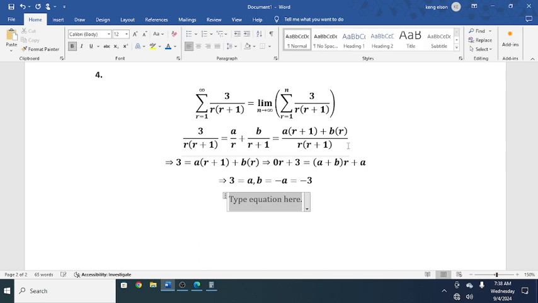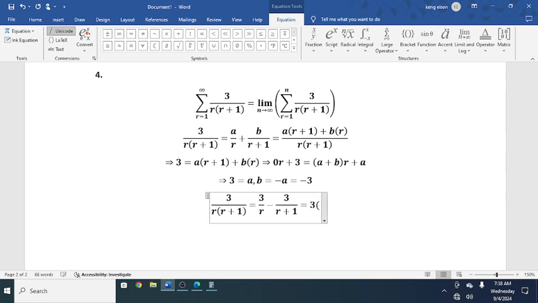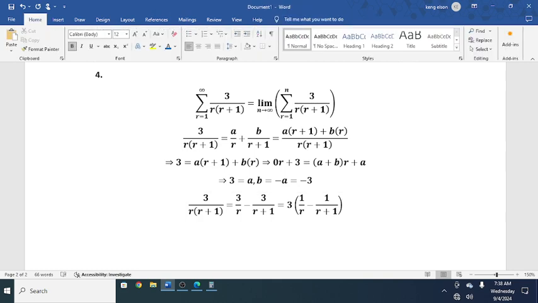So from there we can clearly see that what we have here is equivalent to A being 3 over r, and B being negative 3 over r plus 1. If you factorize 3, you're going to have 1 over r minus 1 over r plus 1. Now we are progressing. What next do we have to do?